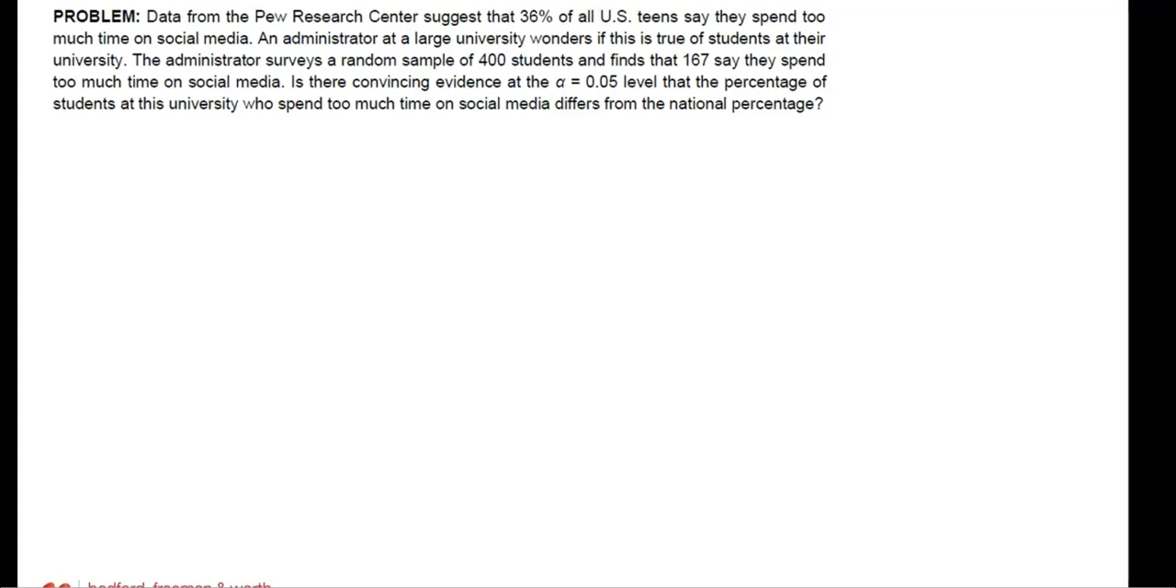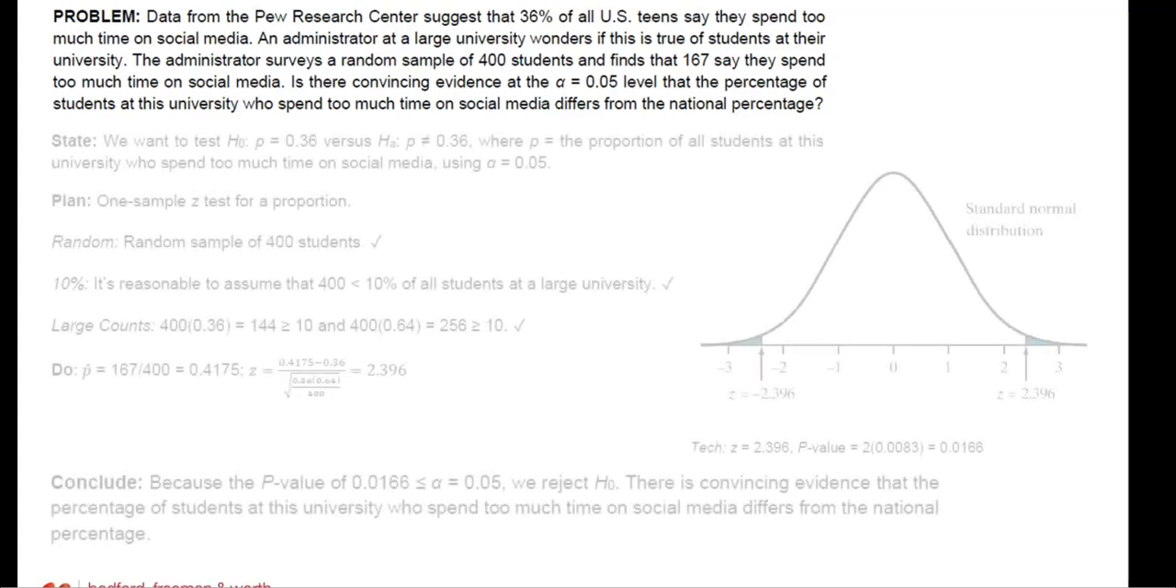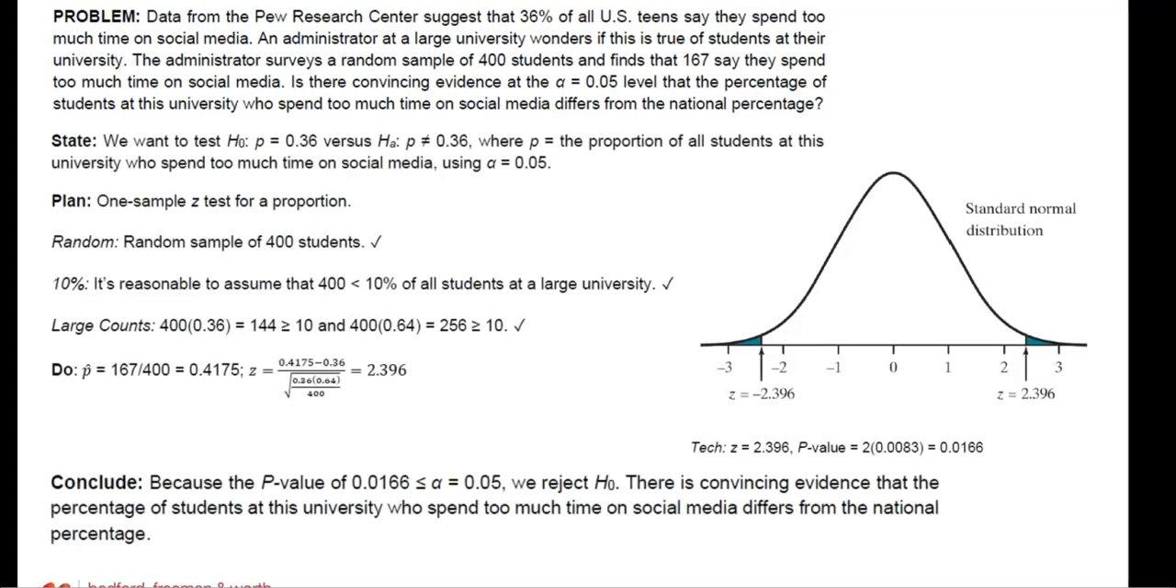So a few more questions. Data from the Pew Research Center suggests that 36% of all U.S. teens say they spend too much time on social media. An administrator for a large university wonders if this is true for students at the university. The administrator surveys a random sample of 400 students and finds that 167 say they spend too much time on social media. Is there convincing evidence at the 5% level that the percentage of students who spend too much time differs from the national percentage? So this is what you would do.